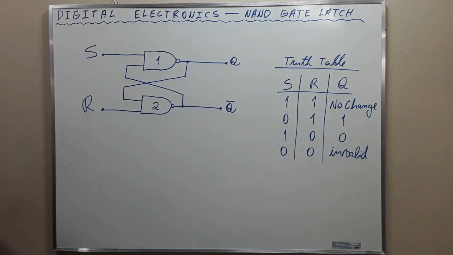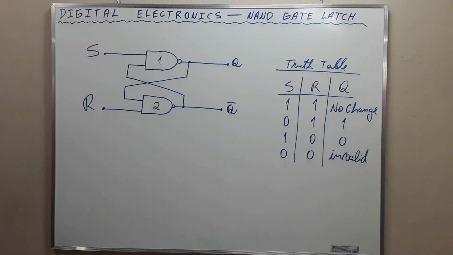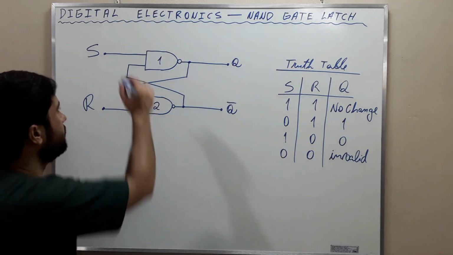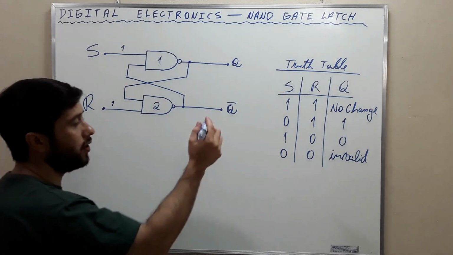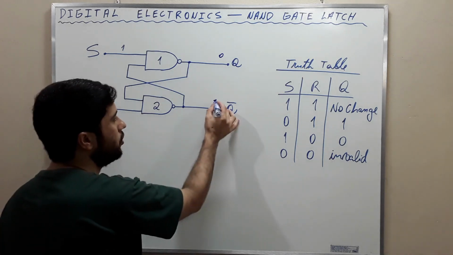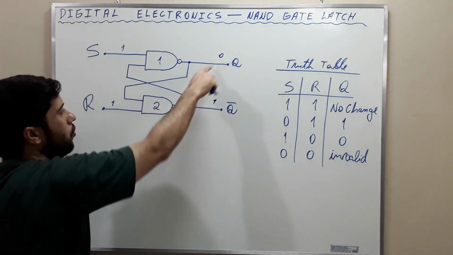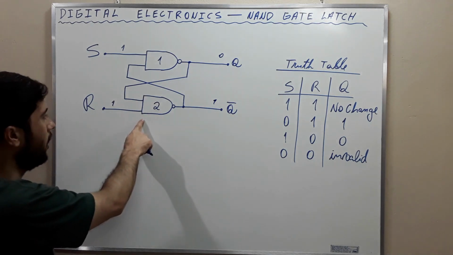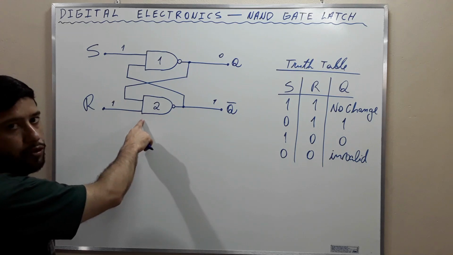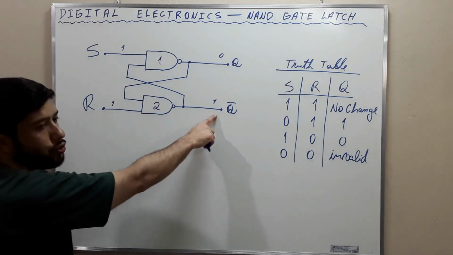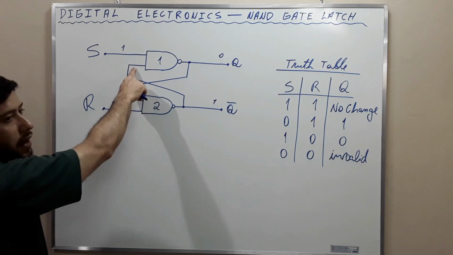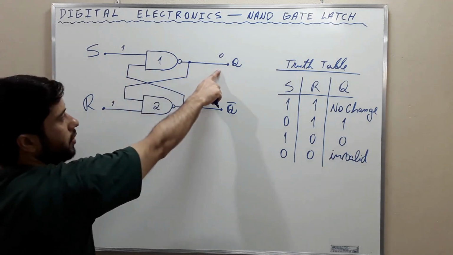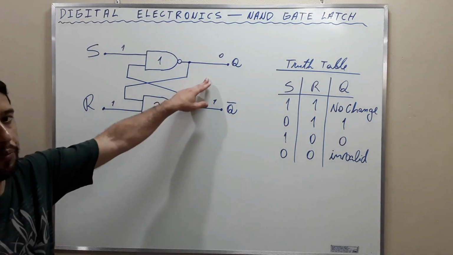Now, let's observe what happens to the output when the different possibilities for the inputs are applied. The first possibility is when both set and reset are 1. And here we have two alternatives. Firstly, when Q is 0 and Q bar is 1. This 0 here will flow to the input of NAND gate 2, and 0 and 1 as inputs to a NAND gate produce 1 at the output. This 1 will flow here, and 1 and 1 as inputs of a NAND gate produce a 0. Then the initial condition is preserved.